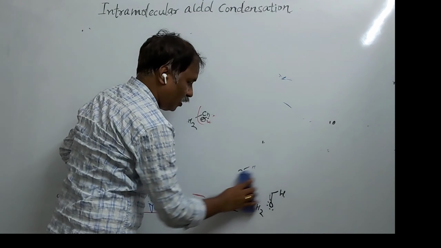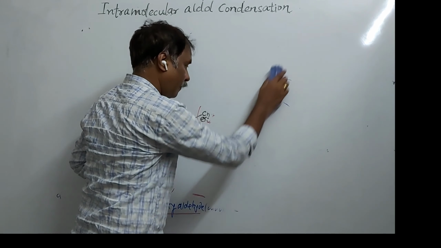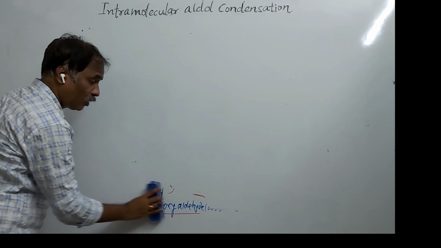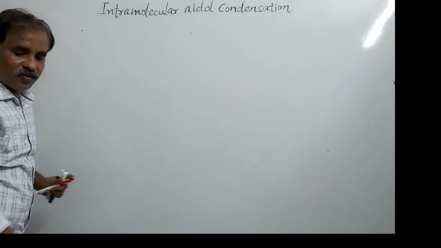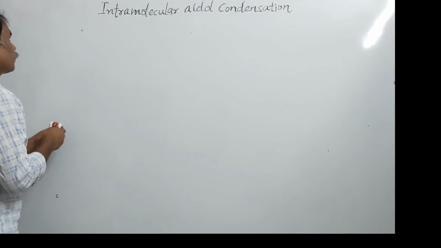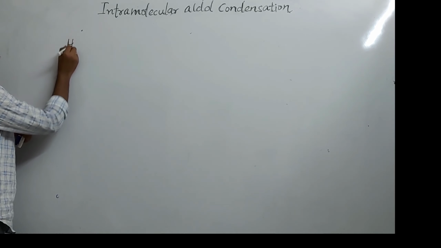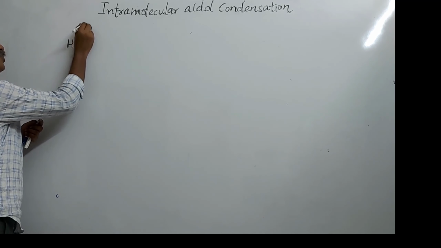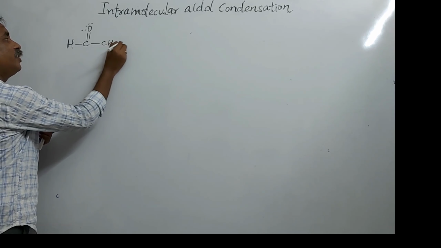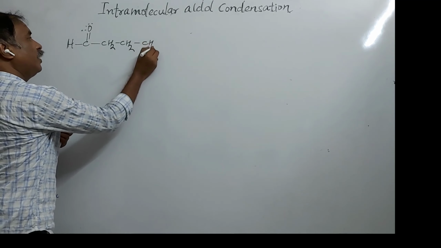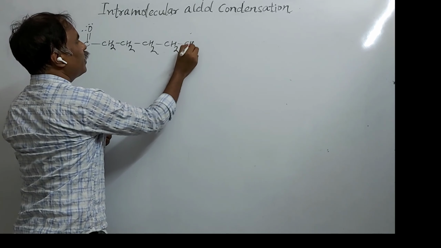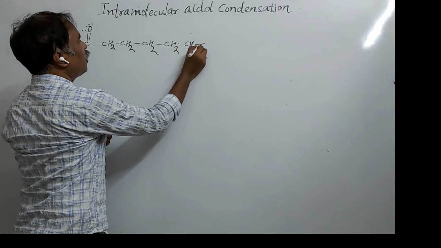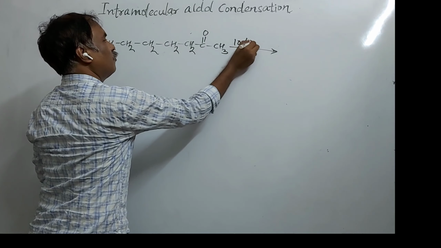अगर सेम कंपाउंड में एक aldehydic ग्रुप है और एक ketonic ग्रुप है, then which carbon will undergo carbanion formation? This is the question, and that is a very interesting example. Suppose a multifunctional compound having aldehydic end, CH2, CH2, CH2, CH2, CH2, C double bond O, CH3. Reaction of this with base, 10% sodium hydroxide.